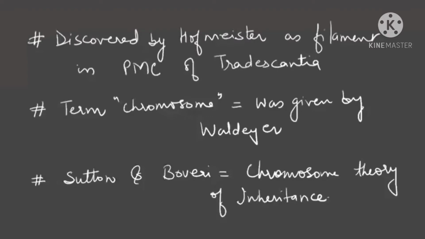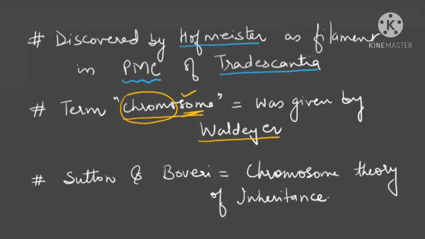Now, if we see the discovery, chromosomes were discovered by Hofmeister in the pollen mother cells of Tradescantia, which is a plant. But the term chromosome was given by Waldeyer, because chromo means color and some means body. So they were colored bodies because they could take the stain of a basic dye, and the dye was Janus green.